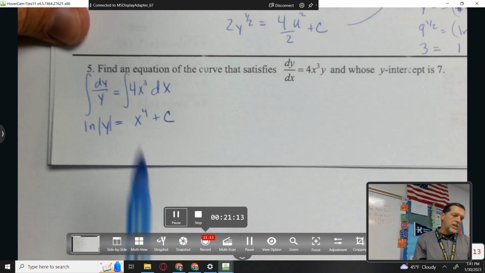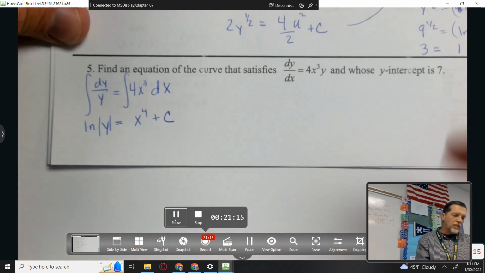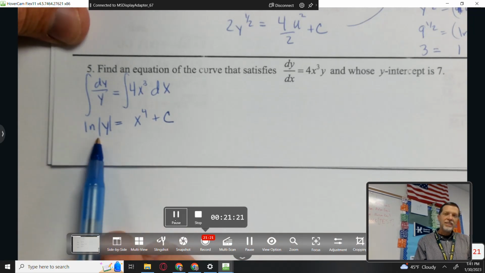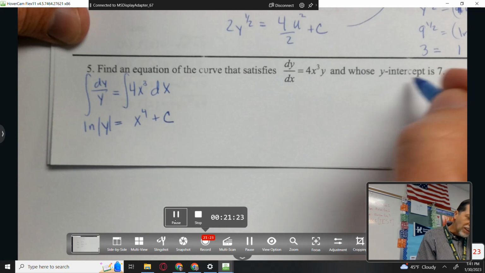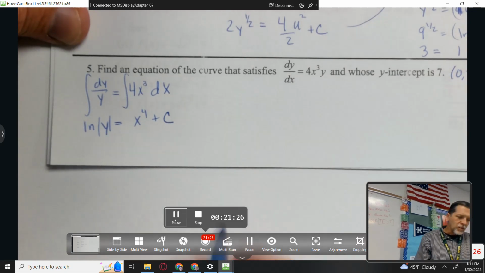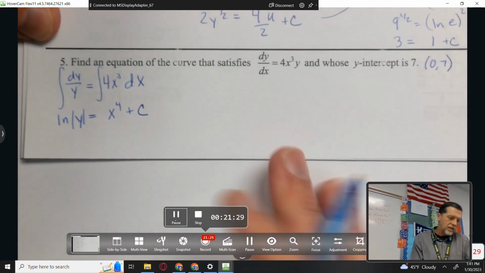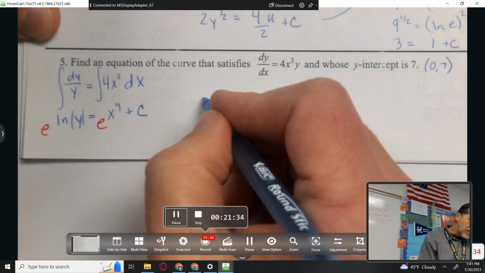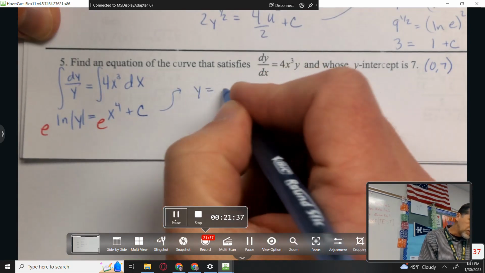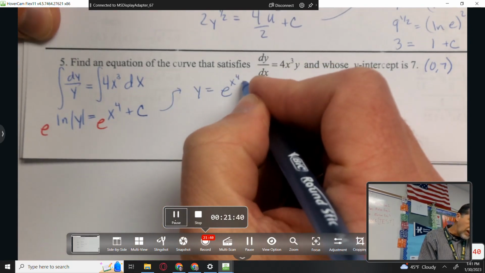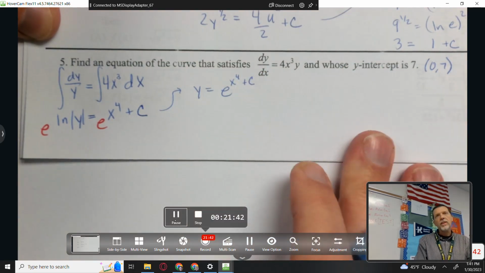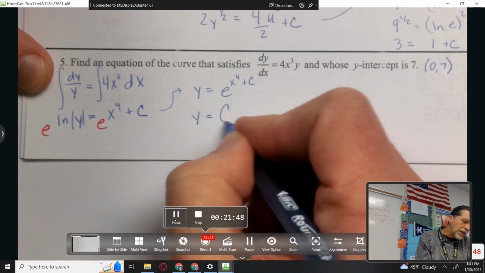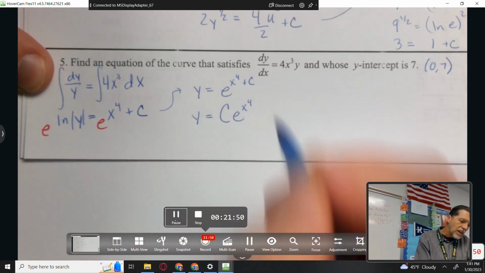Yep. Again, now we have a c, so now it's like, well, when do I want to solve for c? And the answer is probably not now, because I don't want to take the natural log of 7. 0, 7. So yeah, we'll hold off on finding c just yet. So we do e to both sides. So that gives me y equals e to the x to the 4th plus c. And then the magic trick, that e to the c becomes a different c out front.